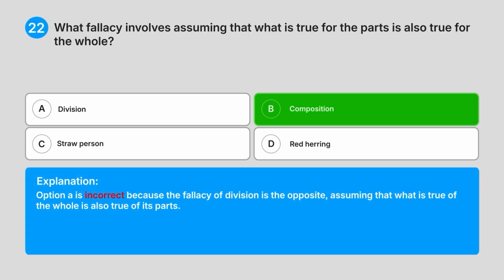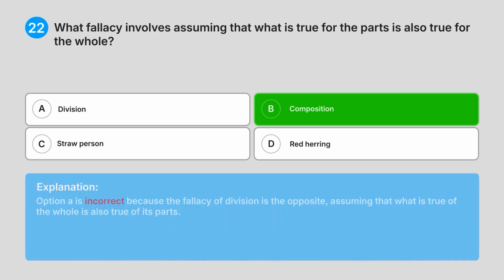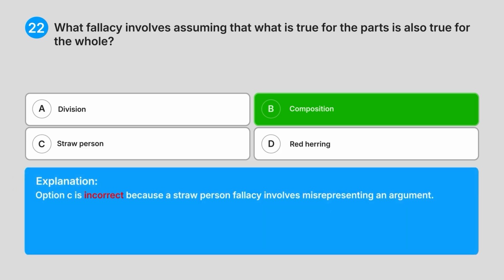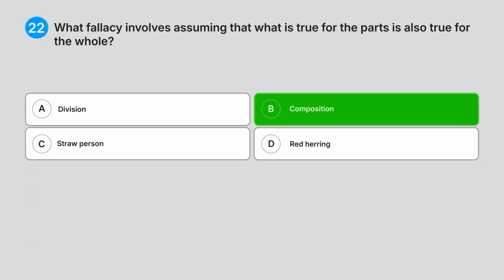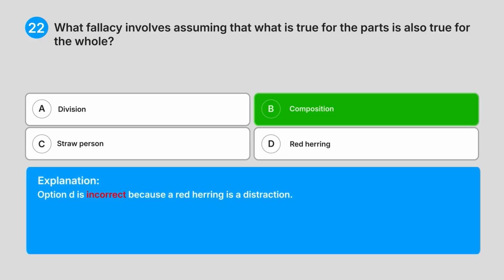Option A is incorrect because the fallacy of division is the opposite, assuming that what is true of the whole is also true of its parts. Option C is incorrect because a straw person fallacy involves misrepresenting an argument. Option D is incorrect because a red herring is a distraction.